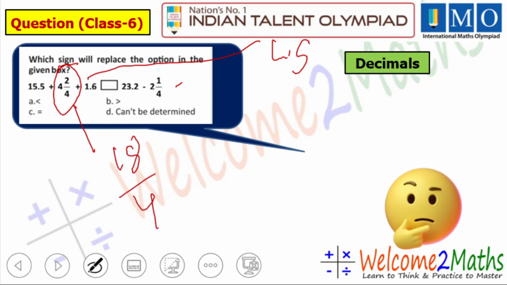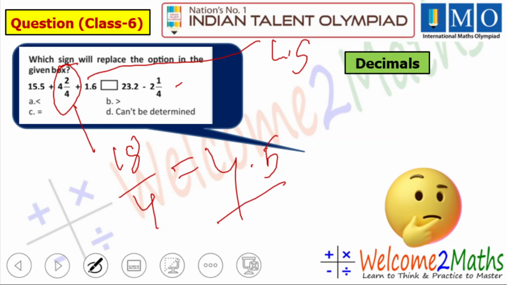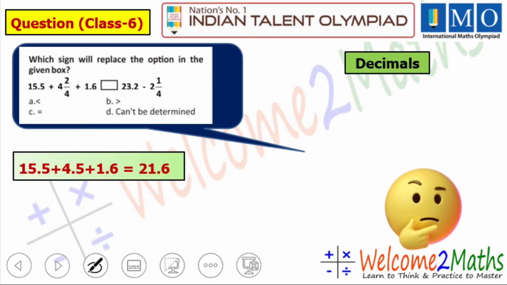Got it? So 18 by 4, and now we have to convert it into a decimal number, then we'll add, because we want all the numbers in the same form. So we convert this improper fraction into a decimal number. 18 by 4 is equal to 4.5. Now we have to add these 3 numbers, and we will get 21.6. Whenever you add these 3 numbers, you will get 21.6.